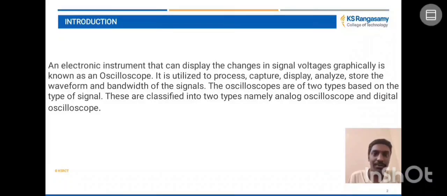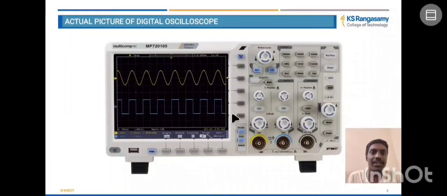So there are two types of oscilloscope we are currently using. They are the analog oscilloscope and the digital oscilloscope. They are classified based on their types of signals. We are going to see the topic about the digital oscilloscope. Both are the same, but their output varies on the analog system and the digital system. So this is the picture of a digital oscilloscope. You can see the voltage variations.